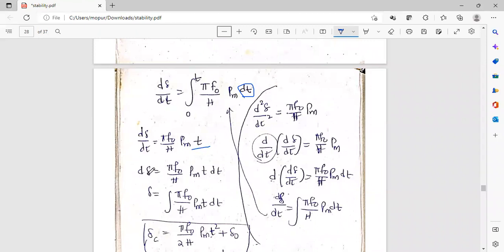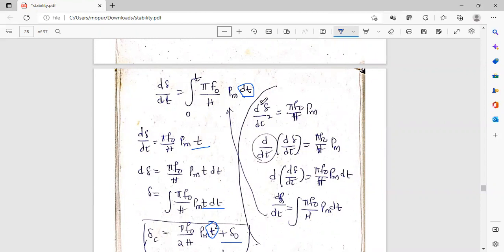So what will be, again I am integrating. What I will get? Del is equal to integral pi f naught by h Pm t dt. Now this t dt will become t square. And the total, we had two integrations, no. So there will be a constant. I am taking that constant as del naught.